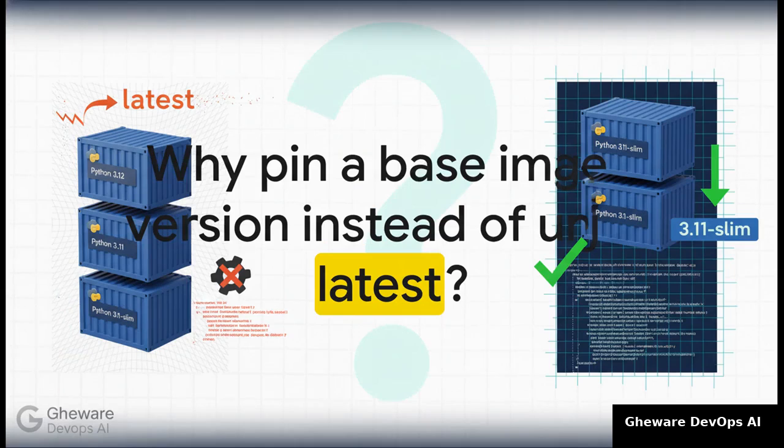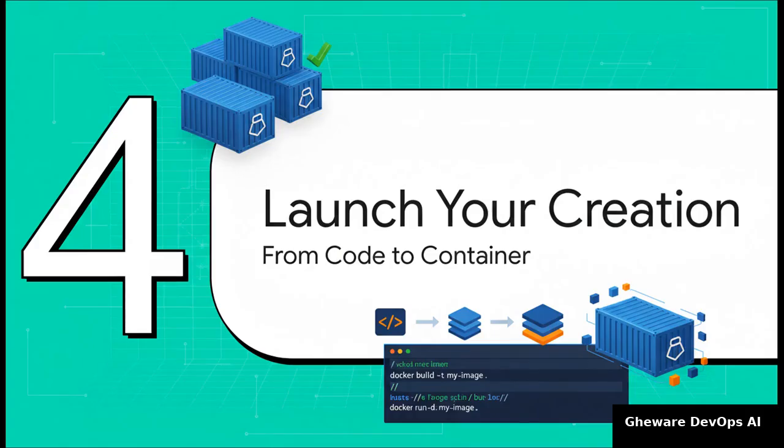You might be tempted to just use latest in your FROM line. I mean, it sounds easy, right? But here's why that's a risky idea. The latest tag can change. Today, it might be Python 3.11, but tomorrow, it could be 3.12, and maybe that breaks your app. By locking in a specific version like 3.11-slim, you make your builds predictable. They'll work the same way today, tomorrow, and 6 months from now. No surprises.